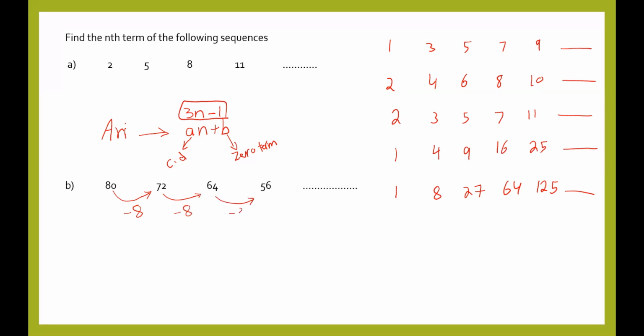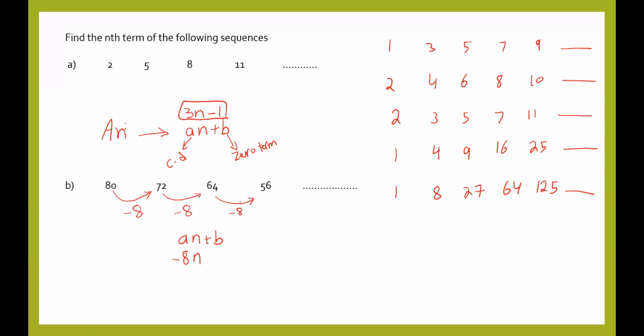We subtract 8, so they all have the same common difference. So it's going to be what? It will be arithmetic as well, with the formula an plus b. A is the common difference, which is minus 8.